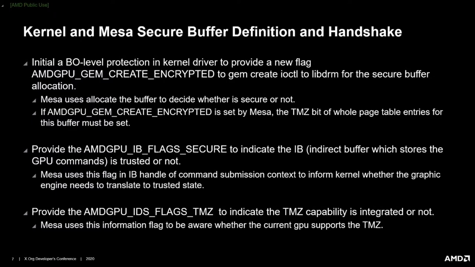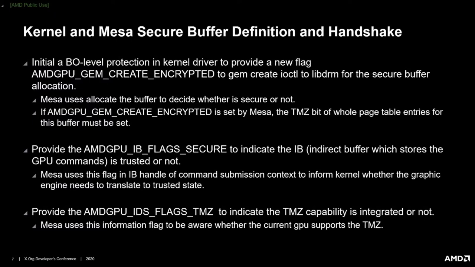And there are three user mode APIs that we introduced with this feature. The first one is the GEM create encrypted flag. The kernel driver provides this flag in the GEM create IOCTL. That's the BO level protection, as I mentioned before, and then libdrm and Mesa will use this flag for the secret buffer allocation.